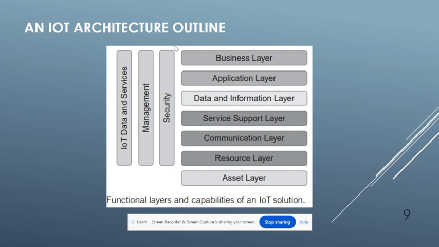The IoT architecture outline. There are three fundamentals used here: one is IoT data and services, then management, then security. These are all the three fundamentals used here. There are 7 layers in this IoT architecture outline. One is the business layer, second is the application layer, third is the data and information layer, fourth is the service support layer, fifth is the communication layer, sixth is the resource layer, seventh is the asset layer.